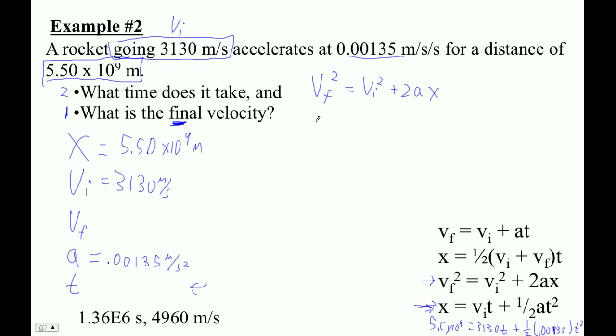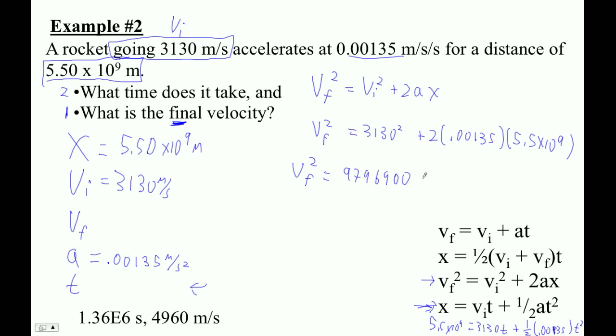Okay, so let's see, what do we got? Final squared, we don't know what it is. 3130 squared, I'll get to work on that, plus 2 times 0.00135 times 5.5 times 10 to the 9th. The first thing is 3130 squared is a big number. 9,796,900. Okay, so that's that part. I'll double check that, because that would be sad if we were doing the problem and didn't do it right. Yeah, that looks good to me.